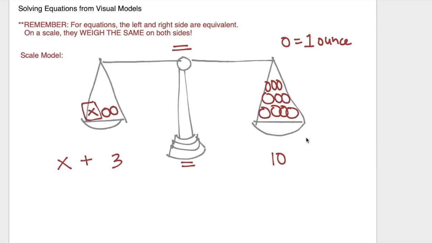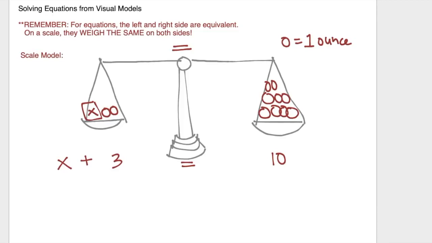So remember, we want the scale to weigh the same on both sides. There's an equal sign right here. So if I take away 1 orange on the left-hand side, I need to do the same on the right-hand side because it's a scale and I need both sides to be evenly distributed. So what I'm going to do now is take away another on the right-hand side. So I've taken away 1 from the left-hand side and 1 on the right-hand side. So now they're equally balanced.